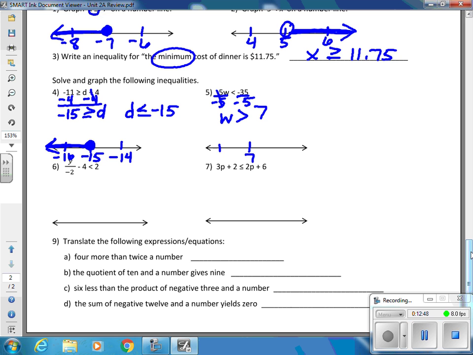So put 7 in the middle, 6 below it, 8 above it. Open circle on 7 because there's no piece of the equal bar. And because it says greater than 7, all the numbers greater than 7 are your answer.